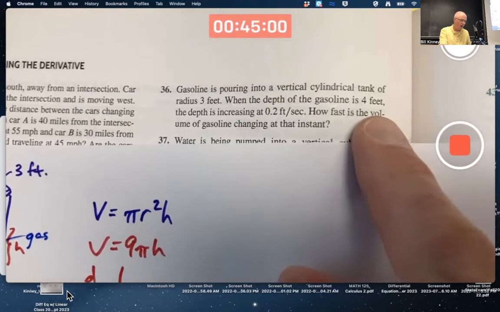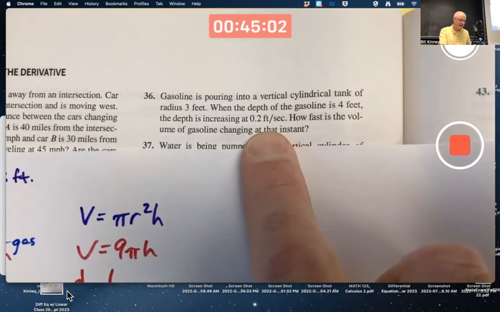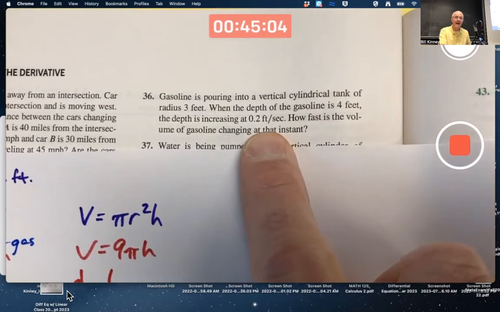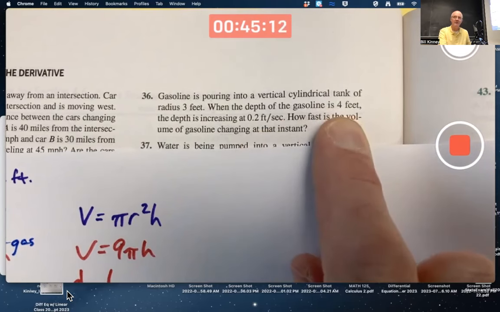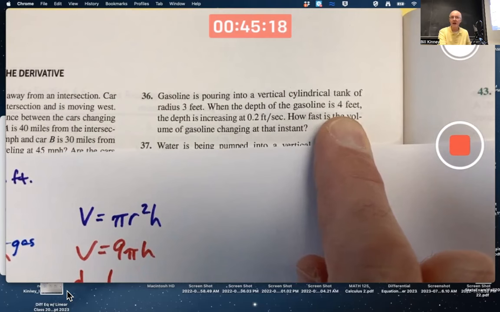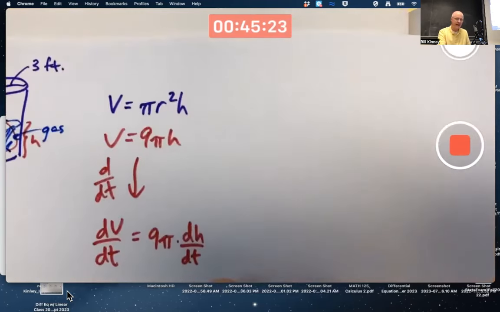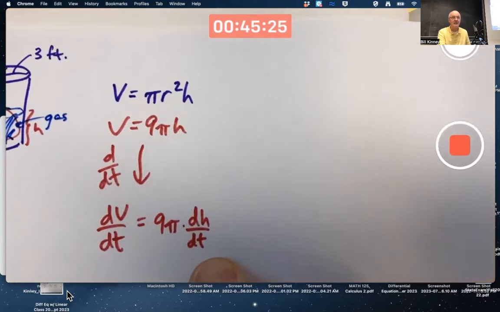When H is 4, the depth is increasing at 0.2 feet per second. In other words, dH dt is 0.2. Do I ever really need the fact that H is 4 at that moment in time? I actually don't in this problem. It's irrelevant. Sometimes in certain problems, that kind of thing is relevant, but not in this one because I don't see an H in this equation. I just see a dH dt.